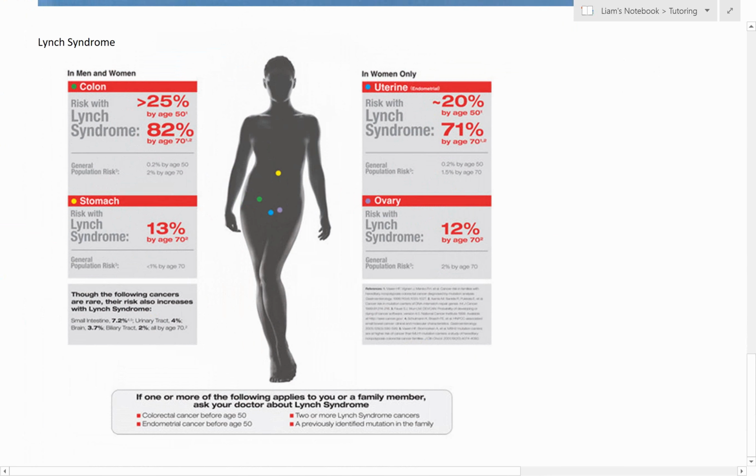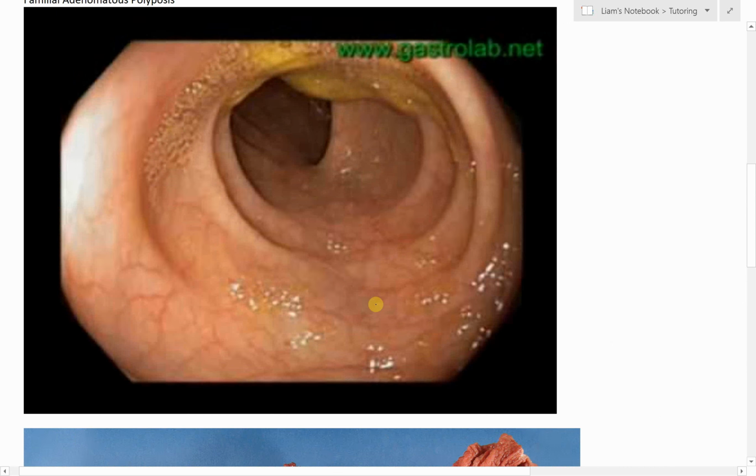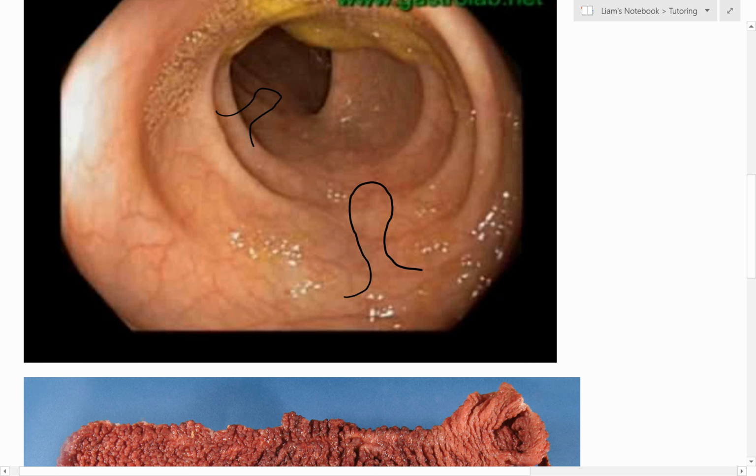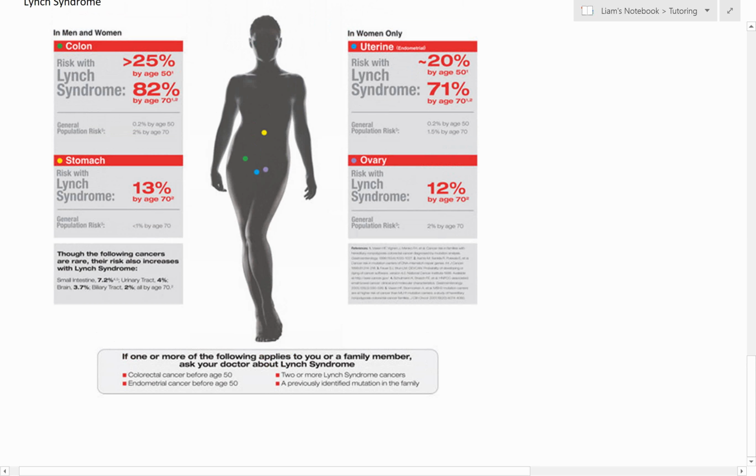Now, Lynch syndrome, it's very hard to find a photo. It doesn't look like this. In fact, most of their mucosa will look like this, but they might have one polyp, or if they're unlucky, perhaps 2 or 3. The biggest thing is that those polyps develop a lot earlier in life than what you'd expect with anyone else.